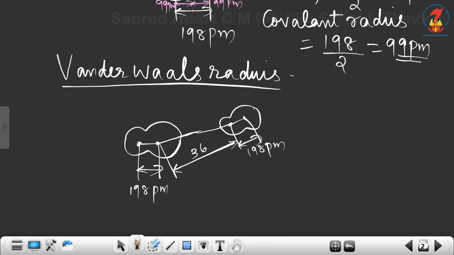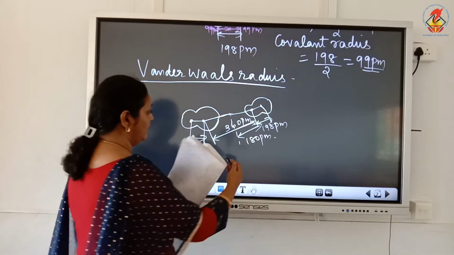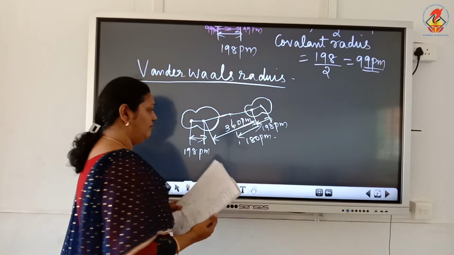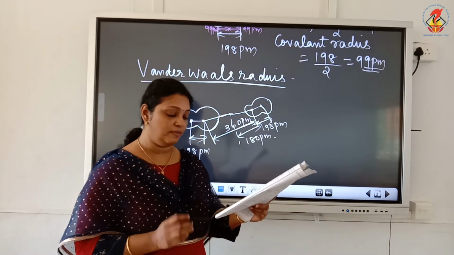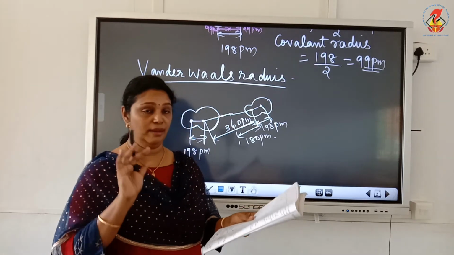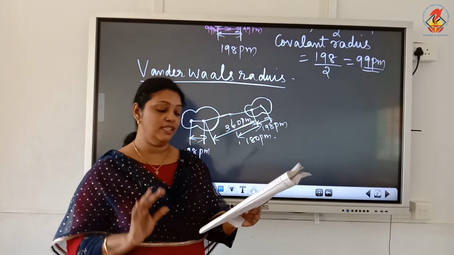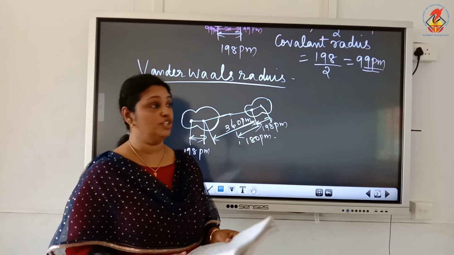Suppose this distance is 360 picometer. Half of this is the van der Waals radius, which means this distance, 180 picometer. This is the van der Waals radius. So you can say the van der Waals radius will be 180 picometer. Actually, the van der Waals radius implies the overall size of the atom including the valence shell.